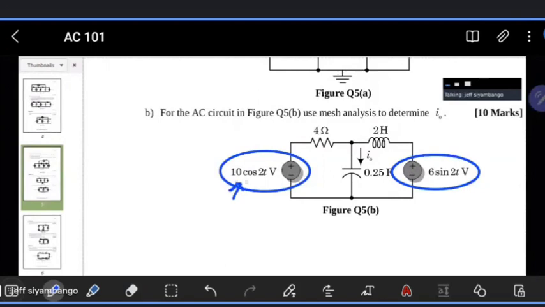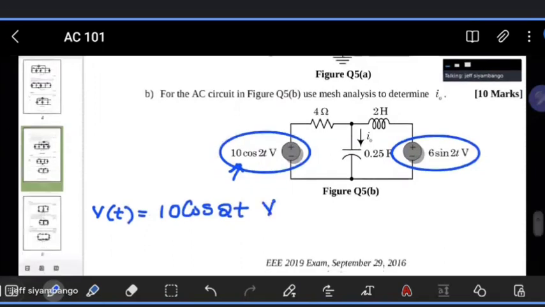This is a voltage supply. So the first thing you'd have to do is change that voltage supply to a phasor voltage. Currently, this is how it is given: 10 cos 2t in volts. So how will you write it as a phasor? What will V phasor be equal to? How do you present this? How would this voltage appear?